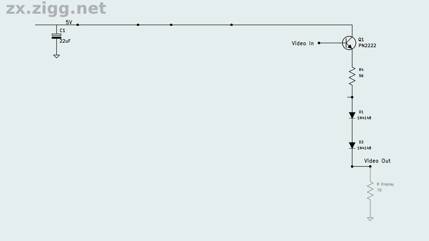The resistance labelled R display represents the 75 ohm input impedance of the television or monitor. It forms a potential divider with R4, attenuating the video signal. This probably isn't essential, however R4 limits the current through Q1 should the output be short-circuited, and is necessary for another reason that should soon become apparent.